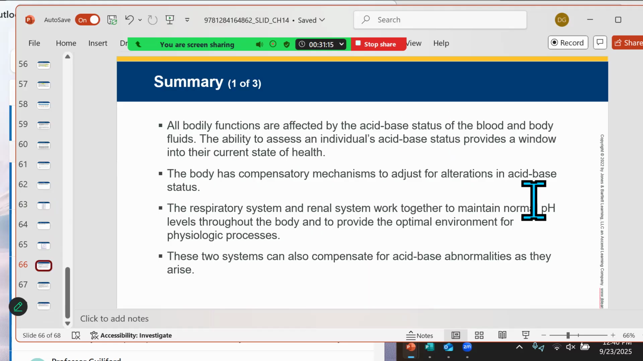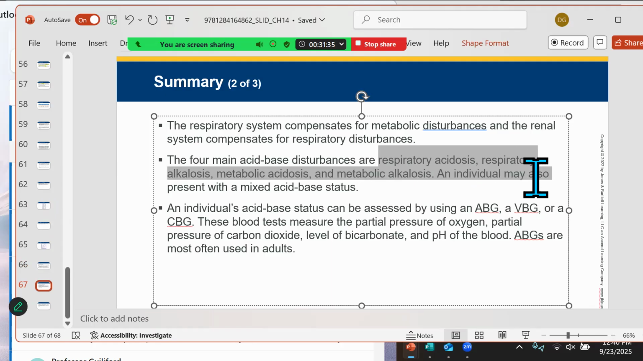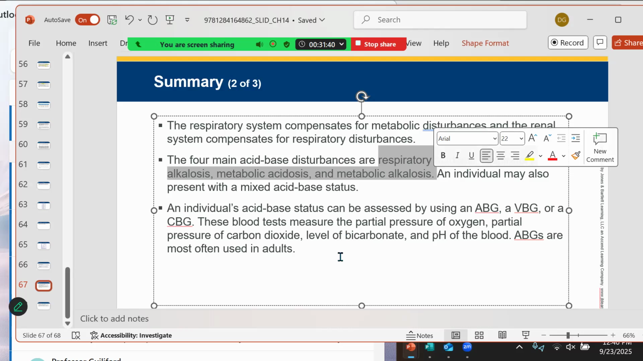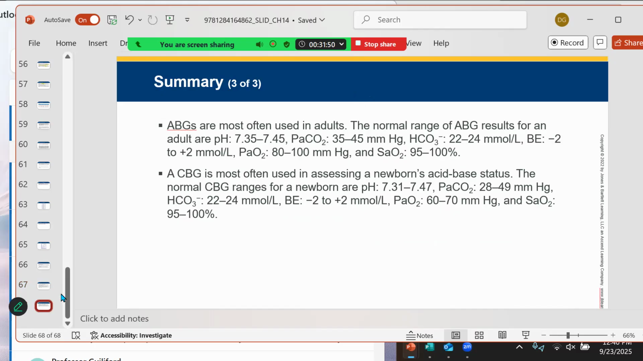These compensatory mechanisms are all very important. The respiratory system and renal system work together to achieve normal balance. The respiratory system compensates for metabolic disturbances, and the kidneys compensate for respiratory disturbances. It can be a respiratory acidosis, respiratory alkalosis, metabolic acidosis, or metabolic alkalosis. Sometimes we use the VBG or CBG because it's a good enough estimate for the pH and the bicarb.